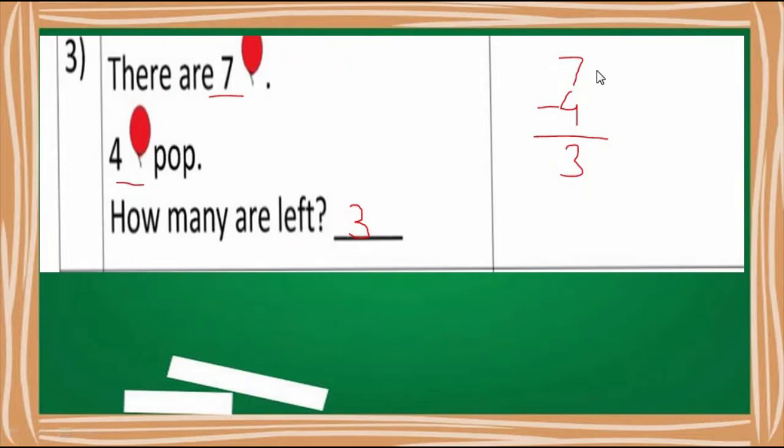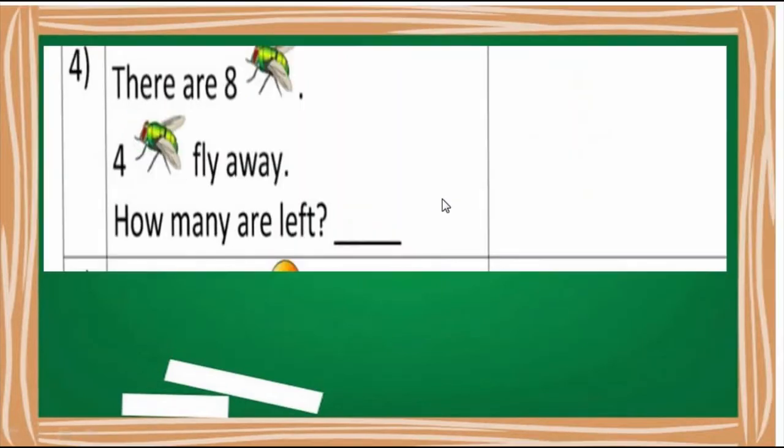What have we done? First of all, we have prepared this equation. After that, we subtract the given numbers and find out the difference, or answer, of the given sum. Okay?